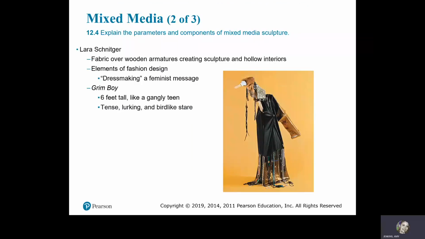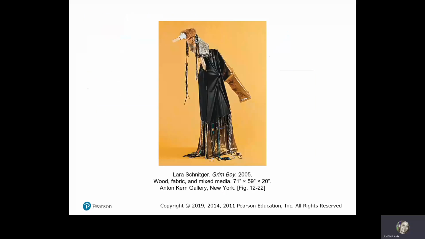Lara Schnitger uses fabric over wooden armatures, creating sculpture with hollow interiors. In her mixed media pieces, there are elements of fashion design. Dressmaking is a feminist message. This is called Grim Boy. It's 6 feet tall. It's like a gangly teenager, tense, lurking, with a bird-like stare. Wood, fabric, and mixed media. 2005.